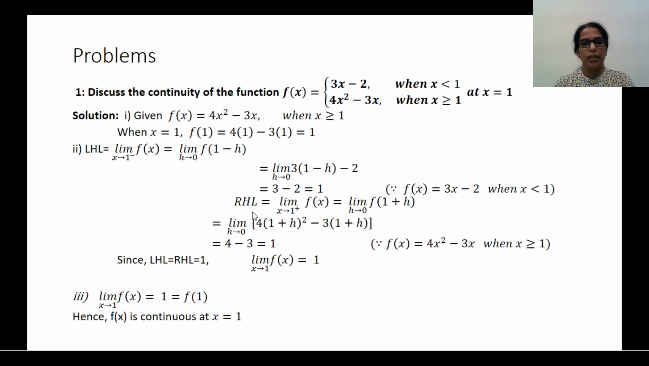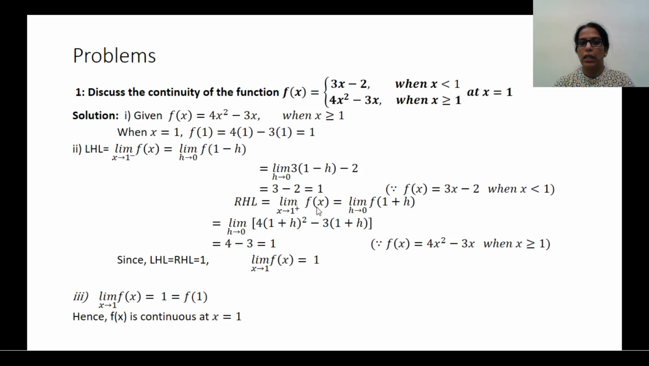Right hand limit, limit x tends to 1 plus f of x equal to. In this case, since x tends to 1 plus, that means x is greater than 1, we'll consider the function f of x as 4x squared minus 3x. So here replace x by 1 plus h. You will have 4 into 1 plus h whole square minus 3 into 1 plus h. After simplification and applying the limit, you will get its value as 1.